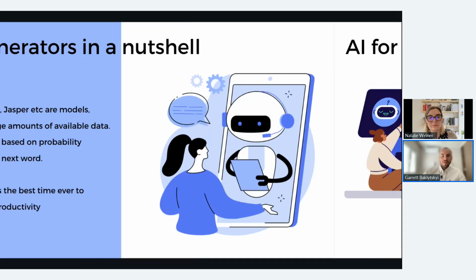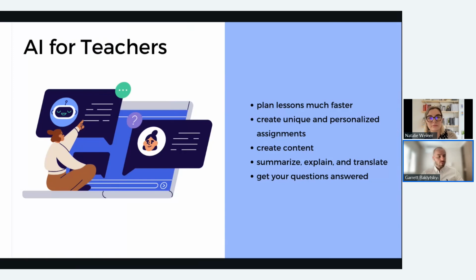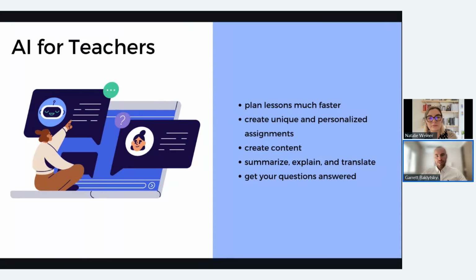A few words about how AI generators can be helpful for teachers. You probably read a lot of articles about how to use ChatGPT and other tools, and most likely you even use them. So I'll be brief here. It can accelerate the teaching process and learning process. Using AI generators, you can plan your lessons much faster, literally in seconds. You can create unique and personalized assignments based on student skills. You can create plenty of content very fast. This is a good tool to create a lot of content. You can summarize, you can explain, you can translate, you can do a lot of interactions with text.